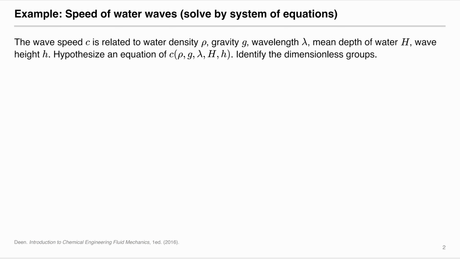So what we want to do first is to identify the dimensions of the variables. So c is the wave speed. It should have meters per second, which is length multiplied by time to the inverse. Density should have kilograms per meter cubed, so it's mass per length cubed. Gravity is an acceleration, so that should give us length per time squared, so T to the -2. Wavelength is a length, so that gives us dimension of L. Depth of water, also a length, and wave height, also a length.